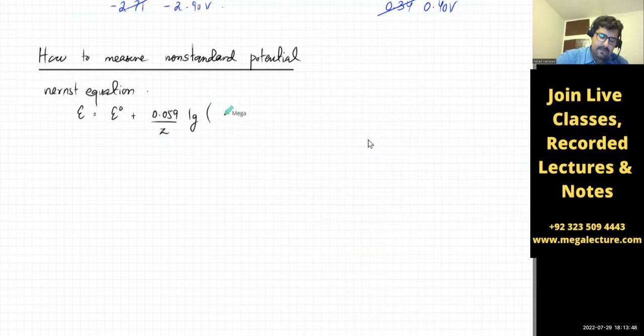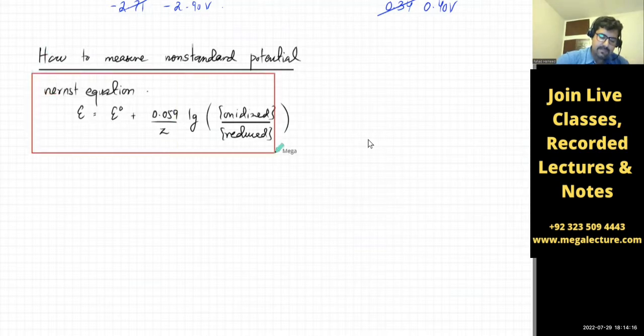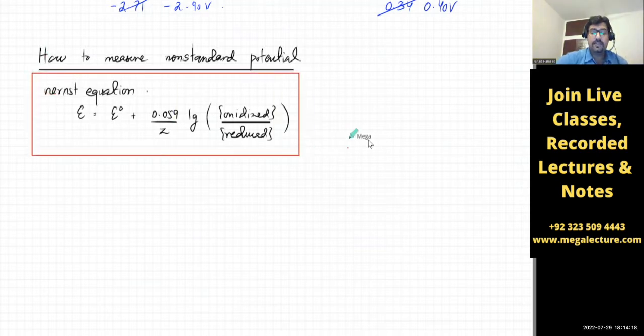the oxide species concentration over the concentration of the reduced species. So that's what the Nernst equation is. Okay, and that is specifically for calculating the new potential.